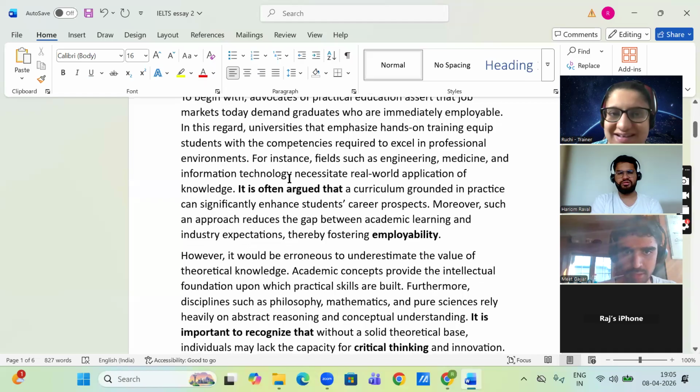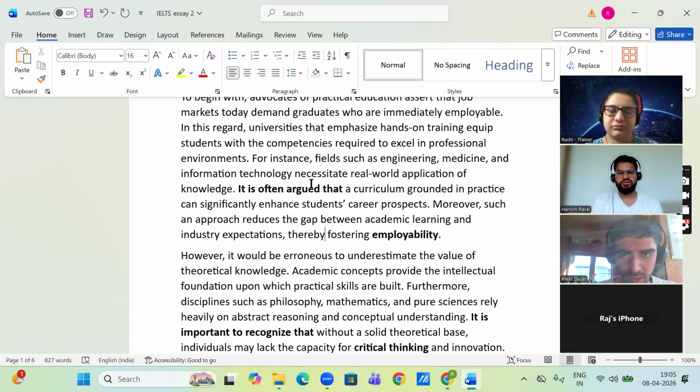Necessitate. Break it, so संधि fields such as. Necessitate. Necessitate. Perfect. Necessitate real-world application of knowledge.